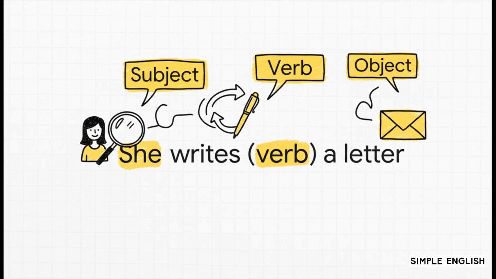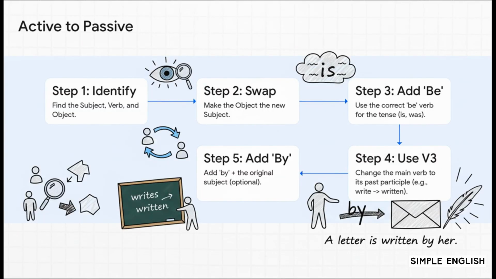We're going to use our favorite example. She writes a letter. So the very first thing you've got to do is identify the parts. Who's the subject? She. What's the verb, the action? Writes. And what's the object? A letter. Simple enough, right? Okay, here we go, step by step.